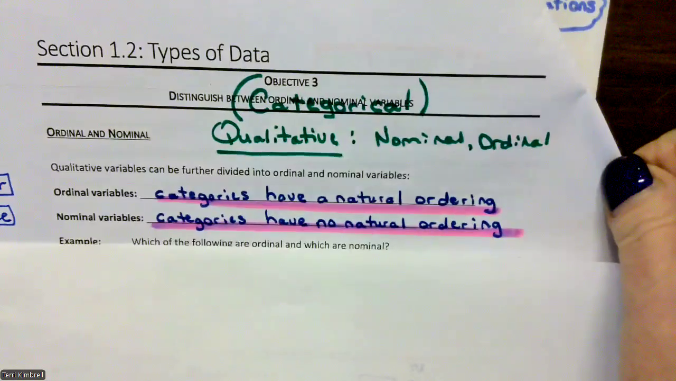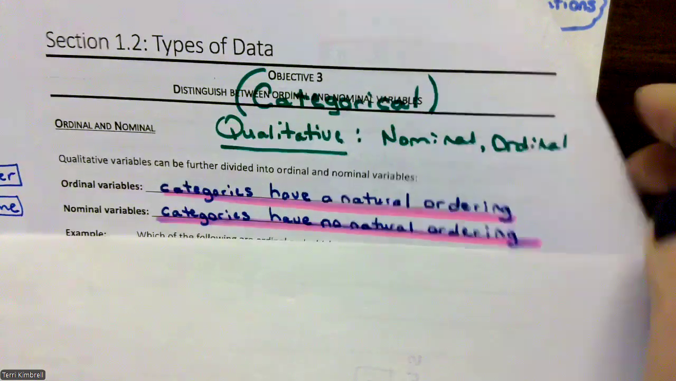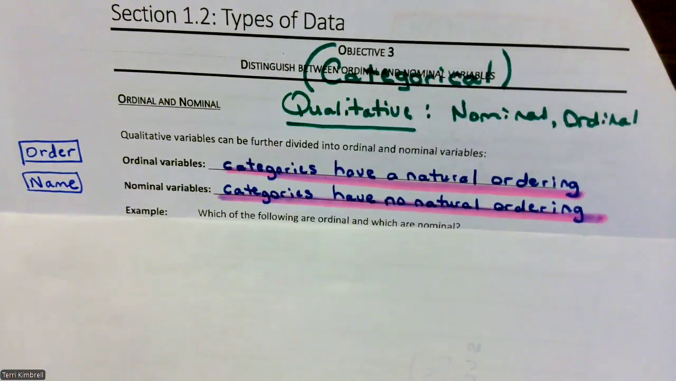So when you think about those two, they're going to be categorical. Ordinal is going to deal with order, and nominal is going to deal with names.